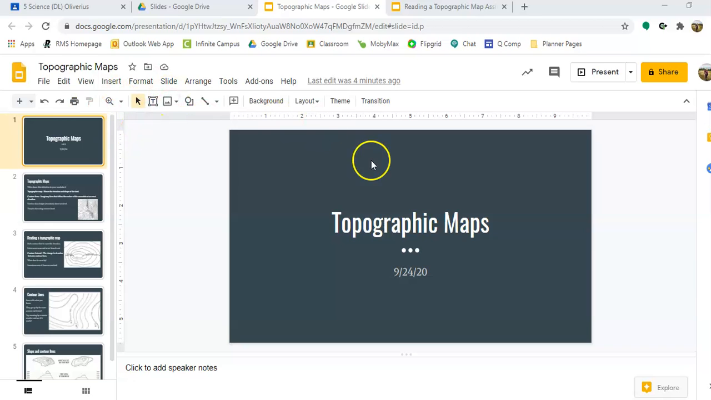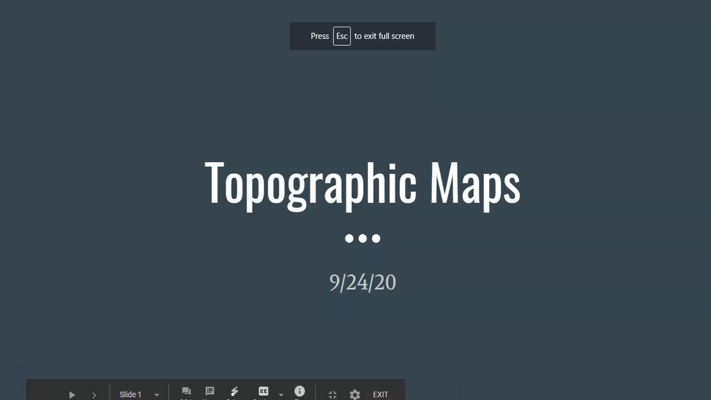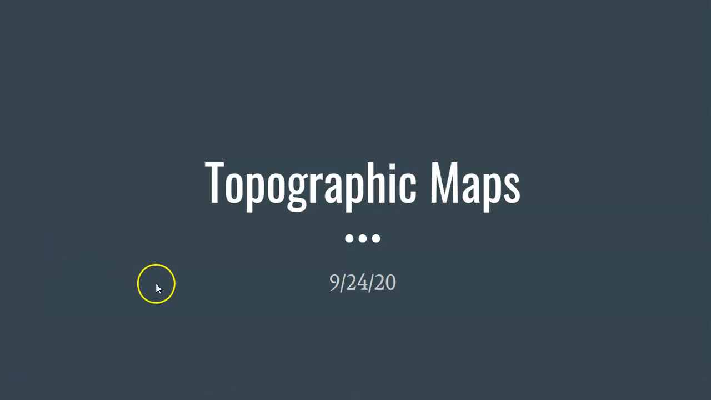Tomorrow during our live lesson, I'm expecting you to have some questions and to ask some questions during our live lesson about topographic maps, how to read them. We're probably going to go over these together in person as well, just because they are kind of tricky. They're very strange and new. So that being said, let's dive right in.